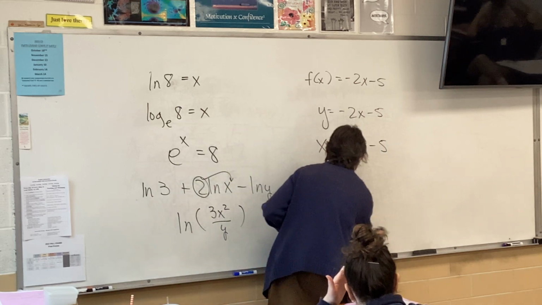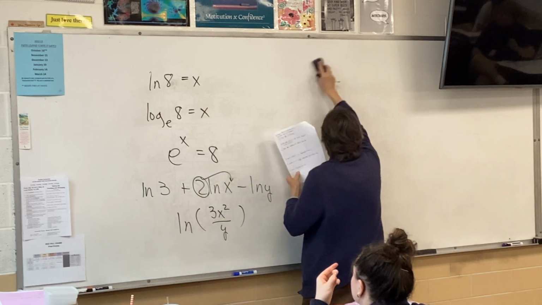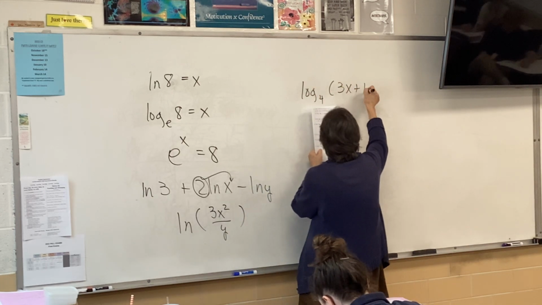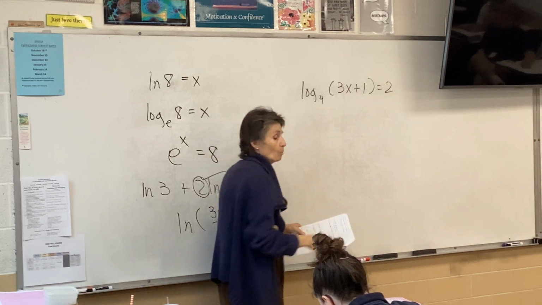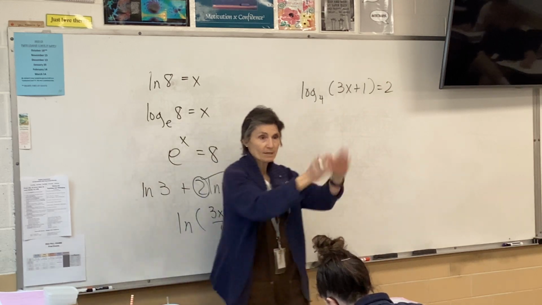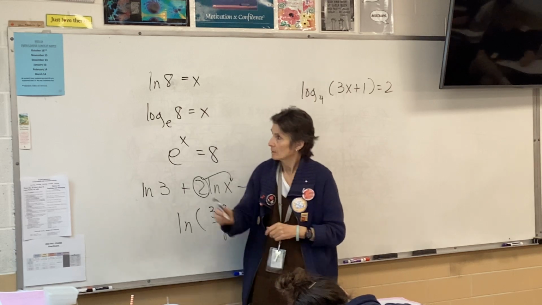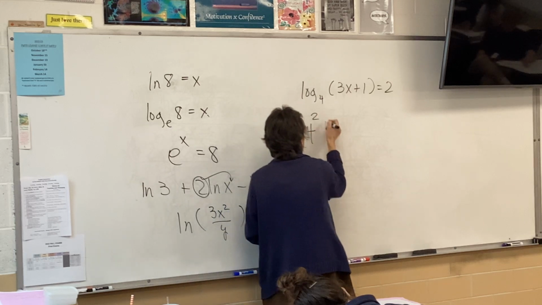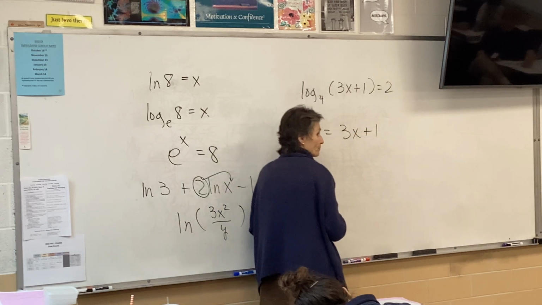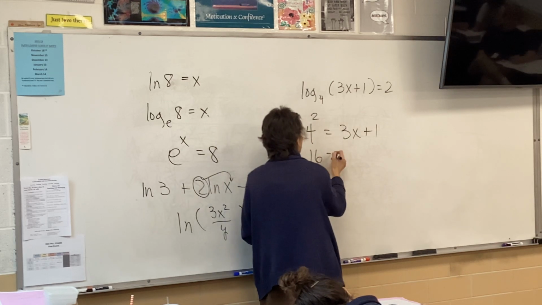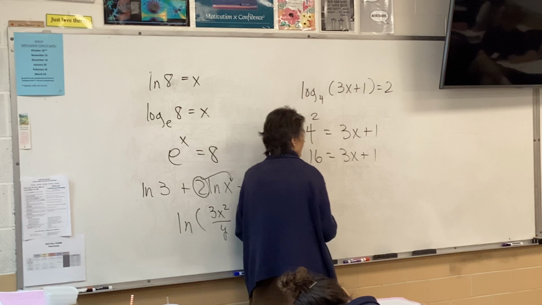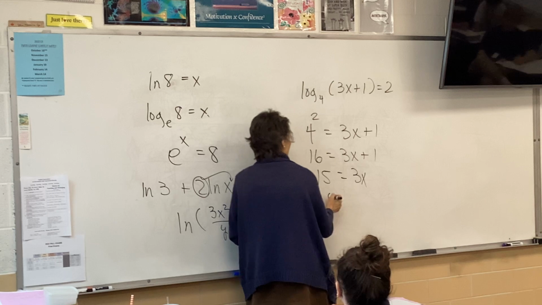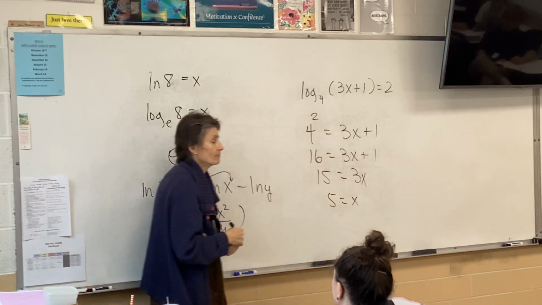All right, Abby, let's see if we get one more down correctly. One more. Here we go. What are you going to do with this? This is a solve now. You're going to loop-de-loo it. When do we loop-de-loo? Log equals number. We loop-de-loo. So 4 to the second equals 3x plus 1. 16 equals 3x plus 1. Minus 1. 15 equals 3x, minus 1 from both sides. Divided by 3. And x equals 5.